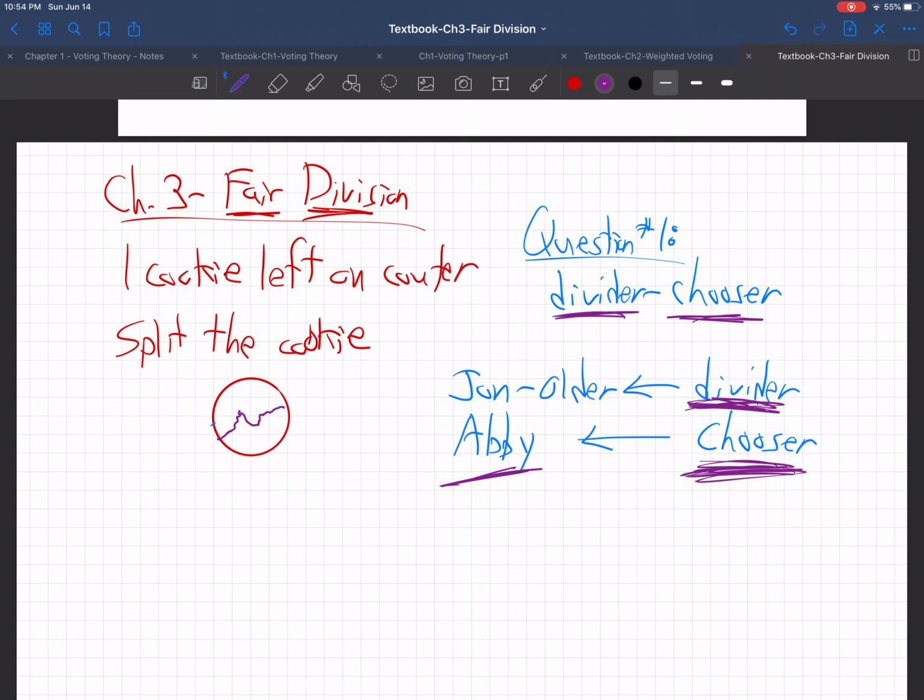And so you see the pressure was on Johnny to be fair. The method, it's actually a math method. The mathematical method forced fairness.